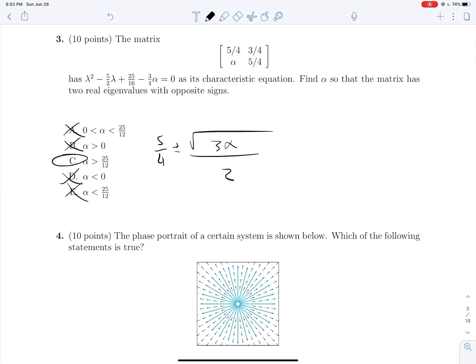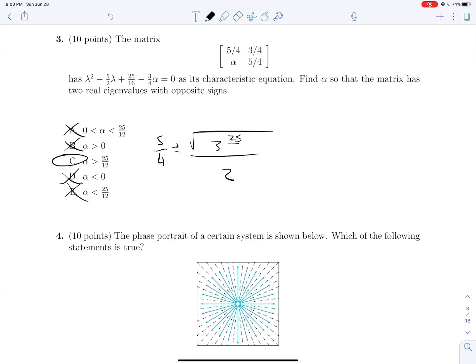And you could have just solved for this manually, using some inequalities or whatever. I personally am really bad with inequalities, and I don't trust them. So I like to use the answer choices to my advantage. So let's plug in alpha equals 25 over 12. That will give us 5 over, well, I have it right here.